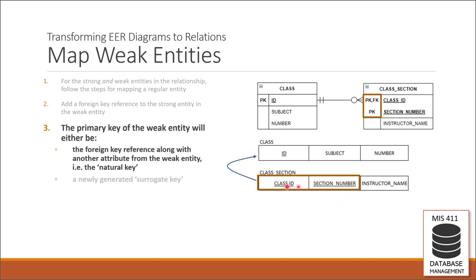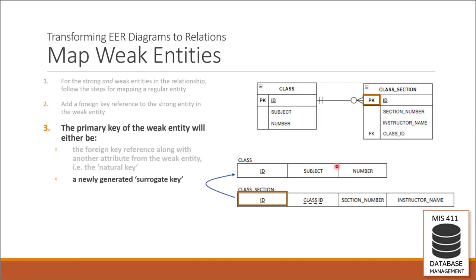Both get underlines indicating they're both part of the composite primary key. Class ID is also a foreign key, but as you know, the primary key notation takes precedence, so I'm not doing a dashed underline. And of course, instructor name is still just a regular attribute, so it's below the fold. But the other option is to generate what's called a surrogate key.